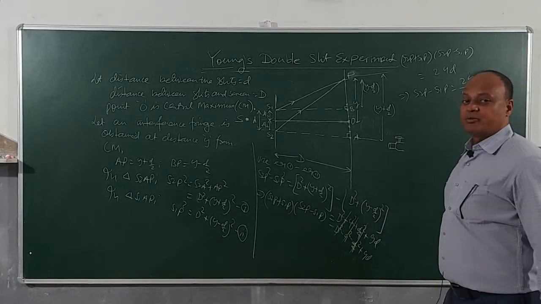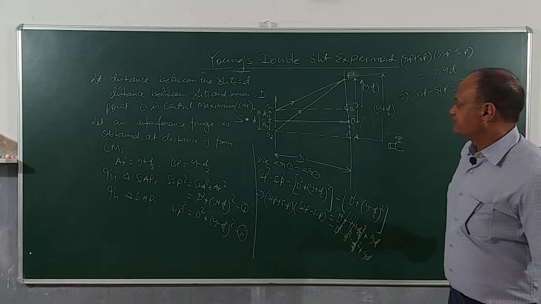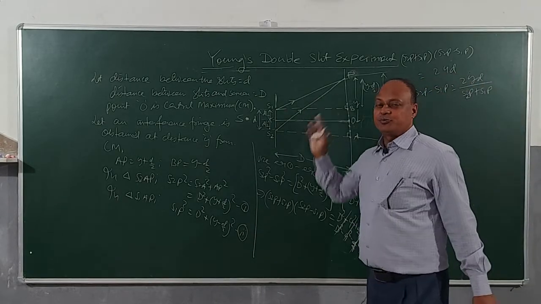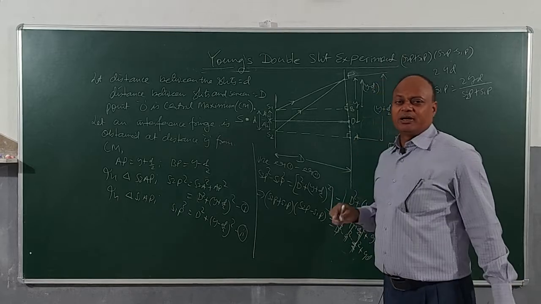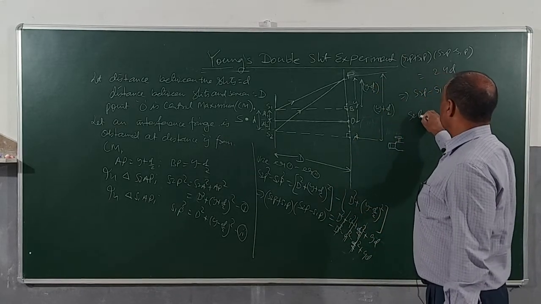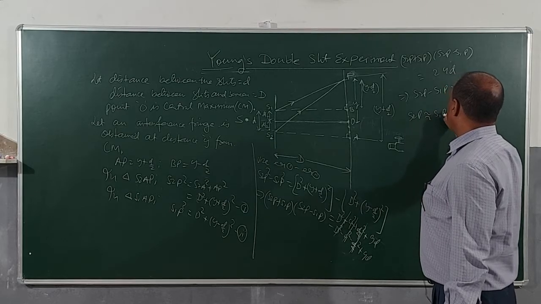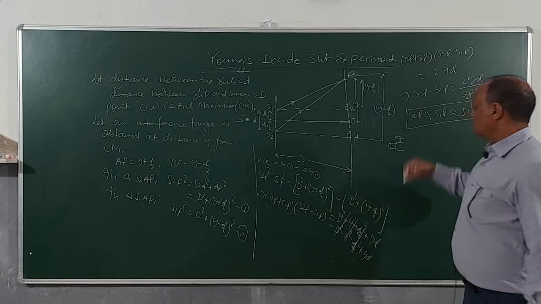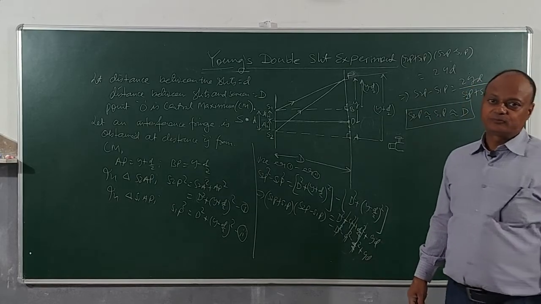Now children, I want you to remember very specifically this point, that in real practice, like I said, that S1P and S2P, they will have very little path difference between them, and I can make an assumption that S2P is nearly equal to S1P and both will be nearly equal to D. Now this is an important assumption that you need to bear in mind.